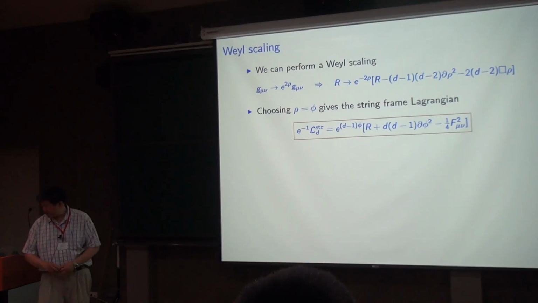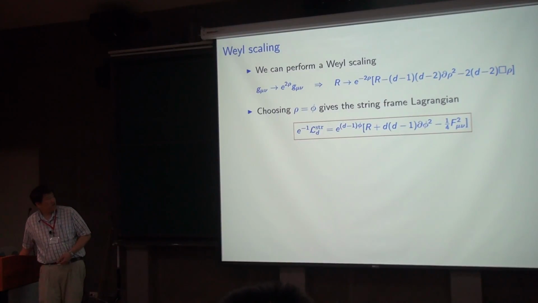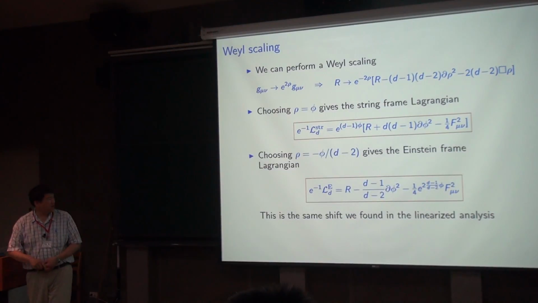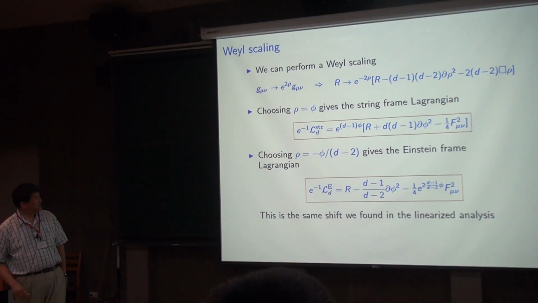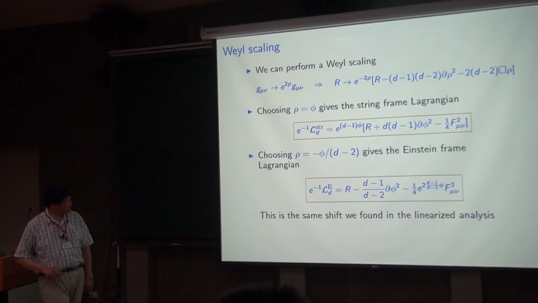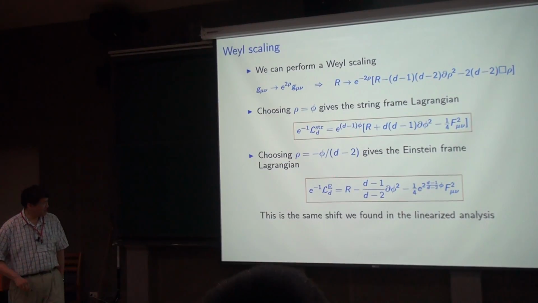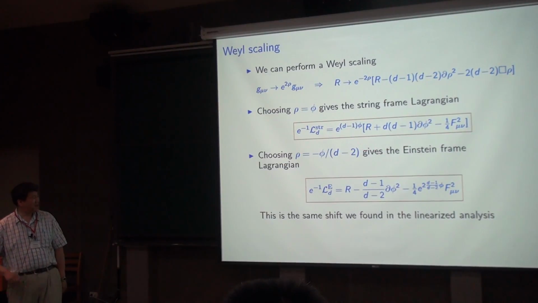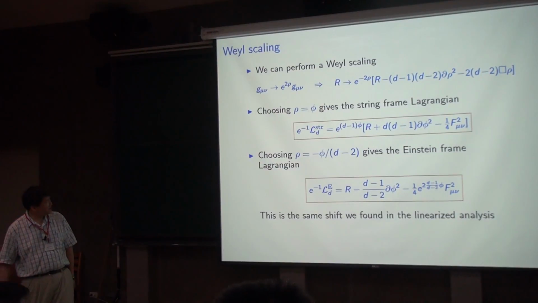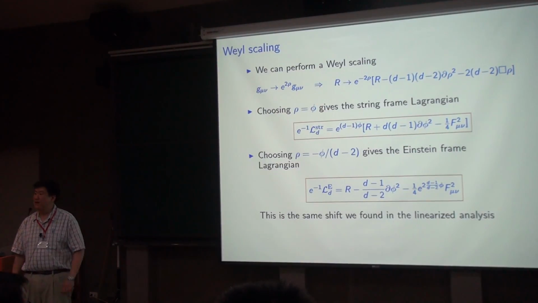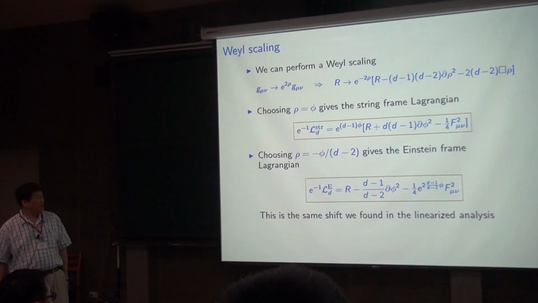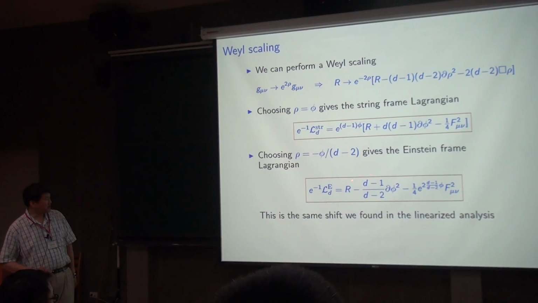The other frame people like to do is to rescale, so remove the Brans-Dicke field in front of R and make it a separate scalar. So I choose phi. I choose my Weyl scaling in a slightly different way, and I can rescale out e to the phi in front of the Einstein-Hilbert term, and end up with what's called the Einstein frame Lagrangian.